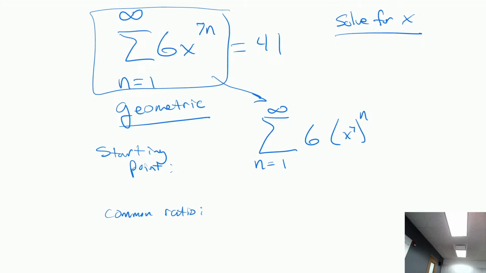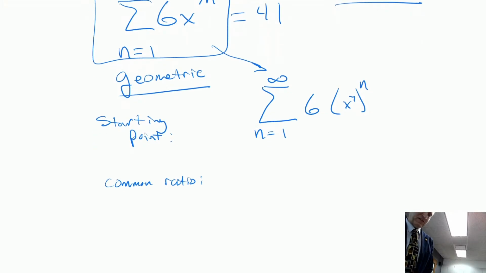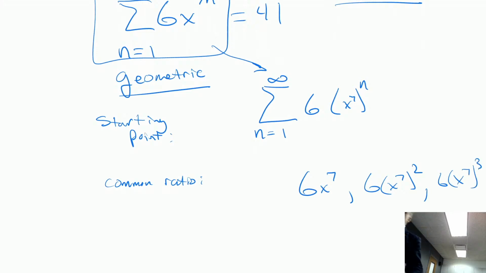So notice that if I write it like that, it makes it a little bit more obvious. I could even write it like this: 6x to the 7th, and then 6x to the 7th squared, 6x to the 7th cubed. Anyway, that's what we're dealing with here. We have the first term when you plug in n equals 1, you get 6x to the 7th. When you plug in n equals 2, you get 6x to the 14th, which is the same as 6x to the 7th squared. So each of these terms, the common ratio is x to the 7th.